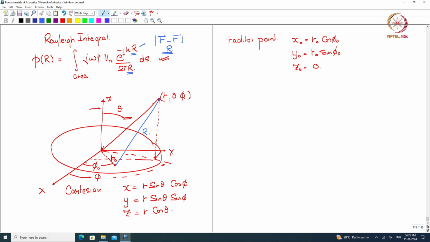So let's call this receiver point r, theta, phi, and we'll call the source point, radiator point, r0, phi 0 and theta 0. Theta 0 is pi by 2. So these are the coordinates of the transmitting point, radiating point, and the receiving point.